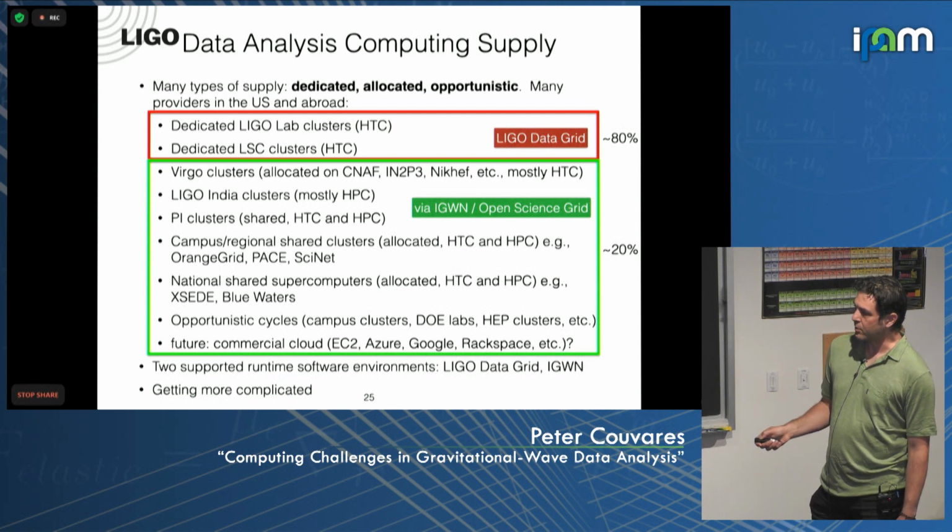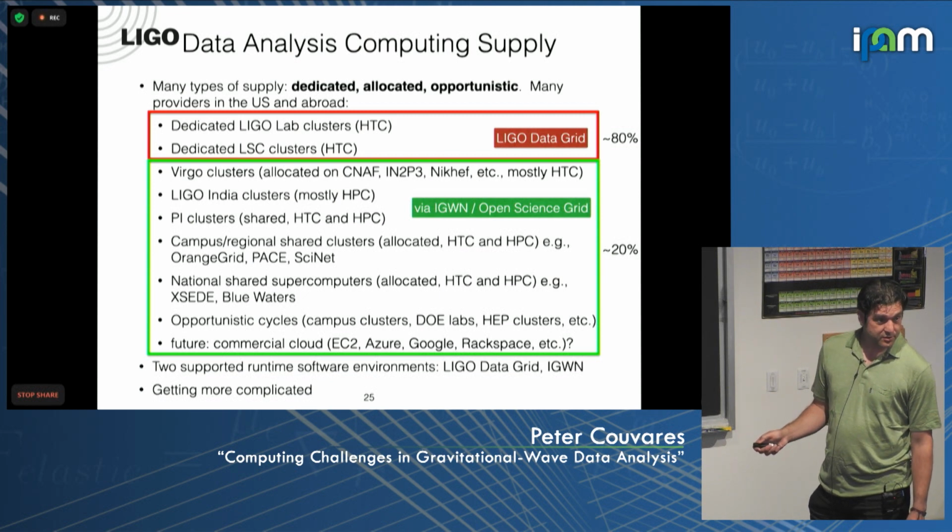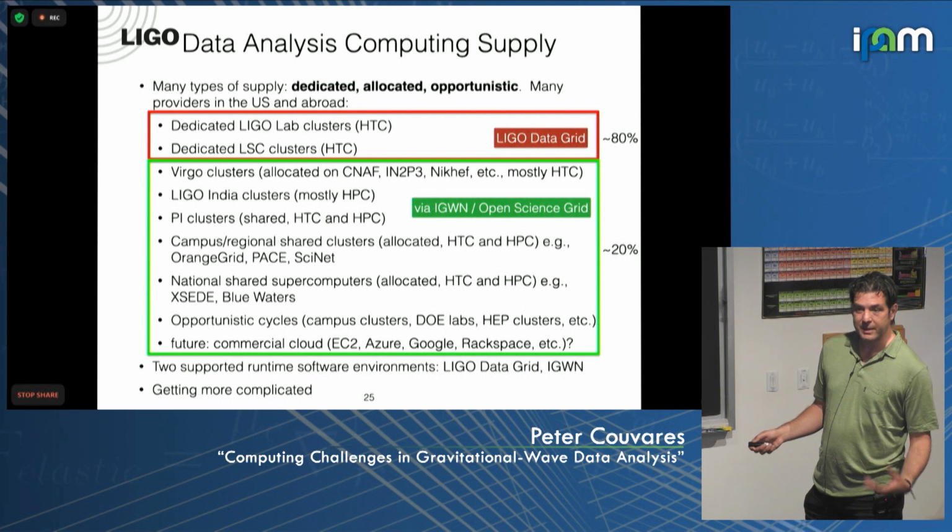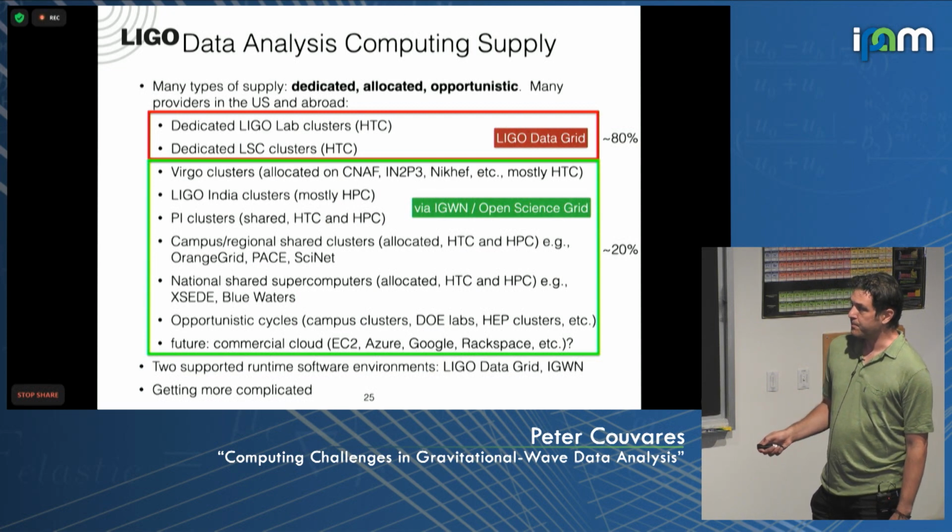Sorry, I should have said the Virgo clusters are mostly high throughput clusters. LIGO India clusters are mostly high performance clusters, so they were built for MPI. They're big, expensive clusters. We use them for high throughput work. PIs have clusters, campuses, and regional consortiums have shared clusters that we've resourced to. There are national shared supercomputers, for example, XSEDE, Blue Waters.